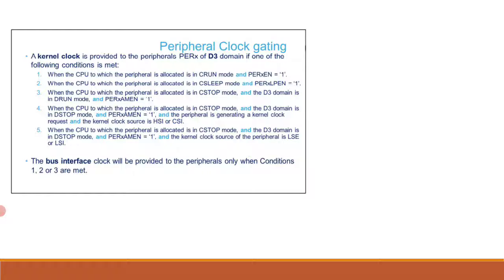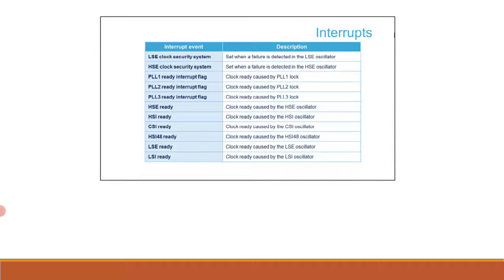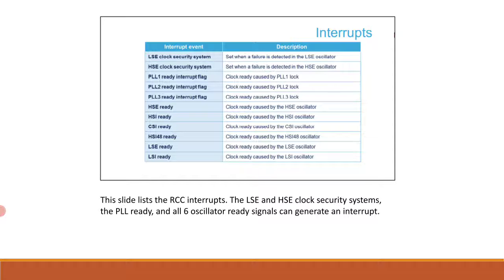So have a quick look at interrupts, events and their description here. This slide lists the RCC interrupts: the LSE and HSE clock security systems, the PLL ready, and all the oscillator ready signals can generate an interrupt. Have a quick look at it. And related peripherals for this are the STM32H7 power control PWR and the asynchronous interrupts and event controller EXTI.